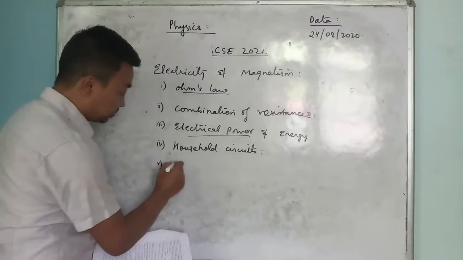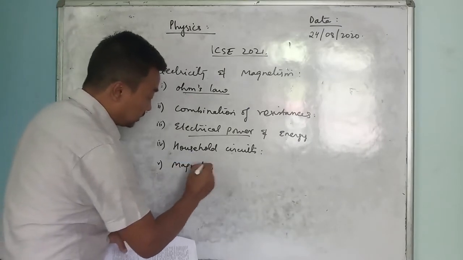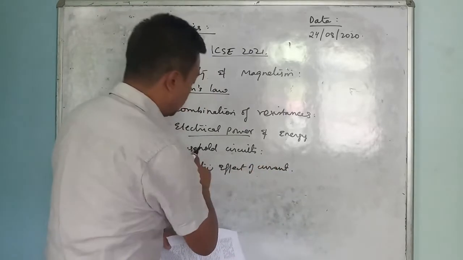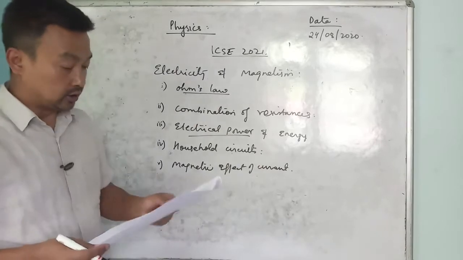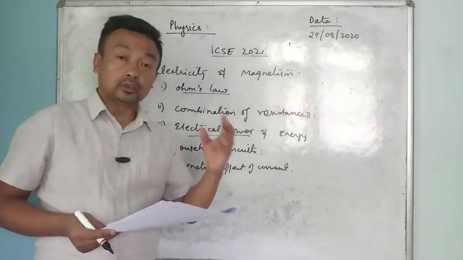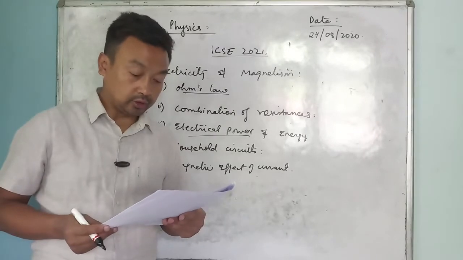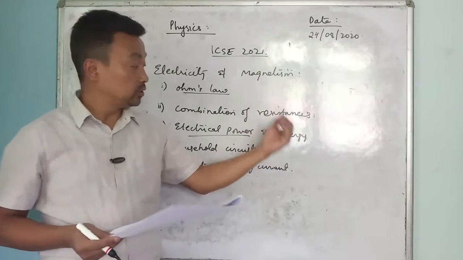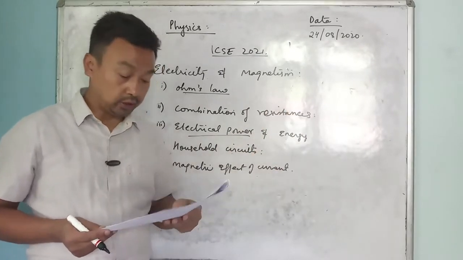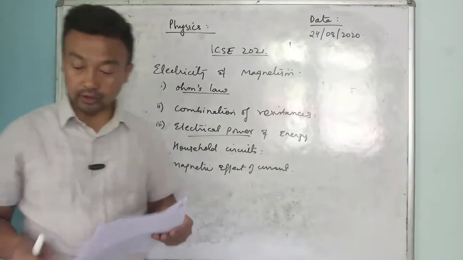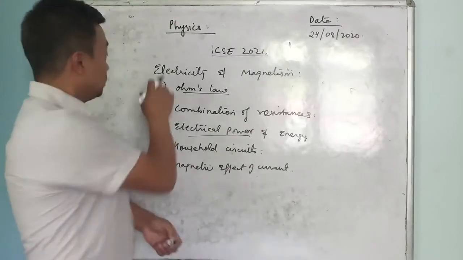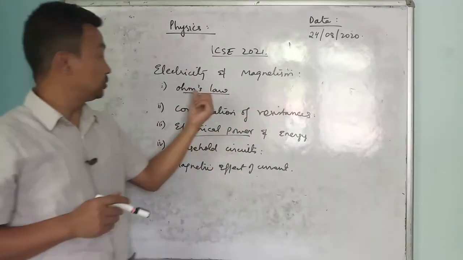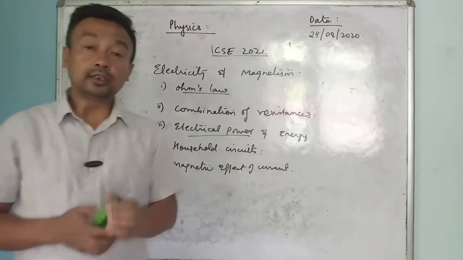In the household circuit we will be discussing how the electric circuit and household switches work. We will be studying about the fuse, how the light comes from the main pole into the house, the earthing, etc. So this is your reduced syllabus, and in this we are going to study some main topics starting with Ohm's law.